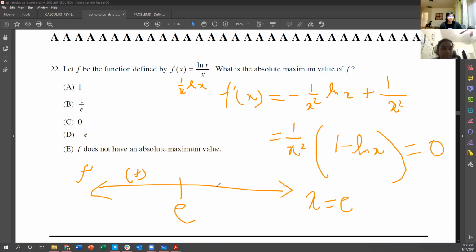Now let's try some very large number. Let's not make it too complicated. Let's just choose 3. So this would be negative 1/9 ln 3 plus 1 over 9. Well, ln 3 would be some sort of positive number. If I multiply a positive number with a negative number, it'll be a negative number.